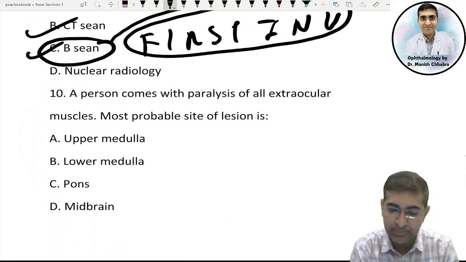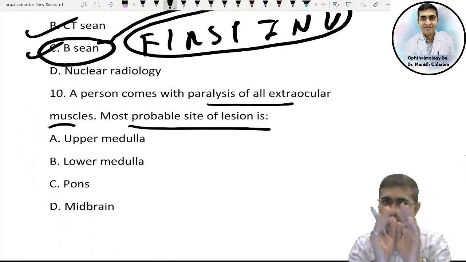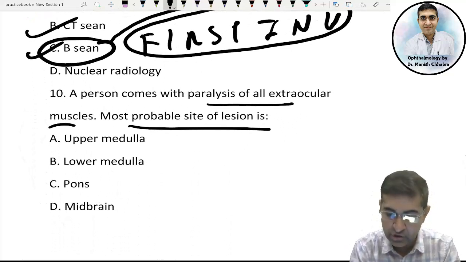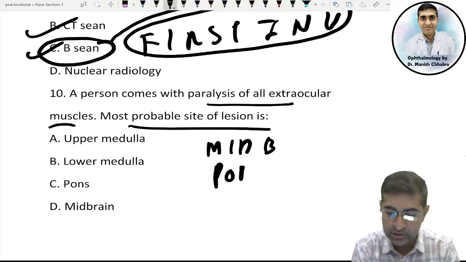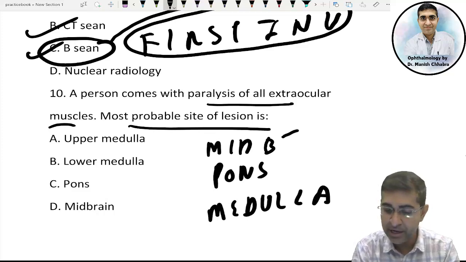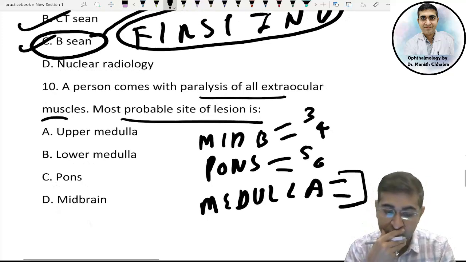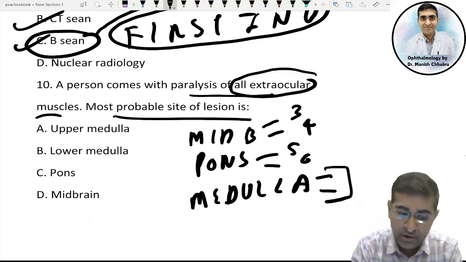A patient comes with paralysis of all extraocular muscles, most probable site of lesion. Now this question is pretty confusing. Now check this out. So there are 3 parts. One is your midbrain, then your pons, and then your medulla, right? Now from the midbrain there are the third and fourth cranial nerves, pons has the fifth and sixth cranial nerves, the remaining cranial nerves are via the medulla. Now they have asked all extraocular muscles are paralyzed.